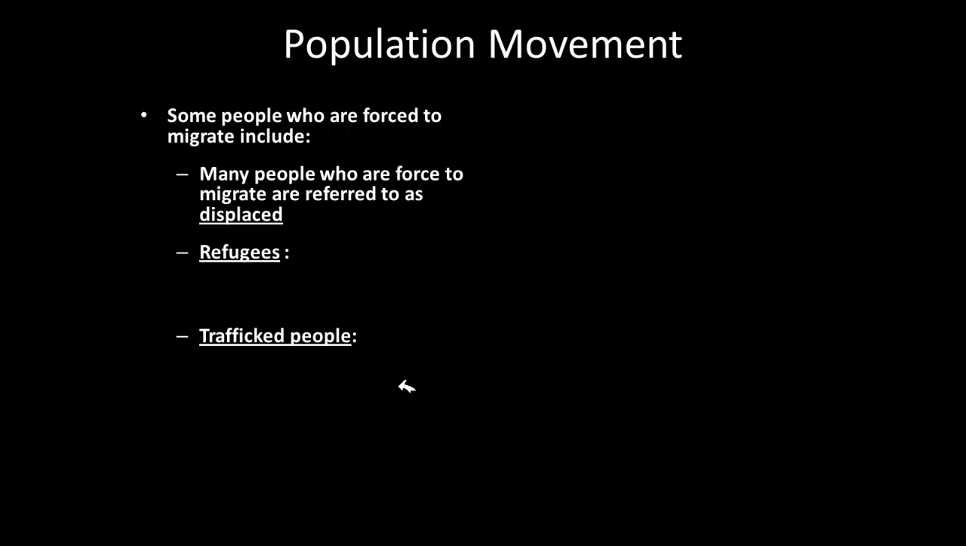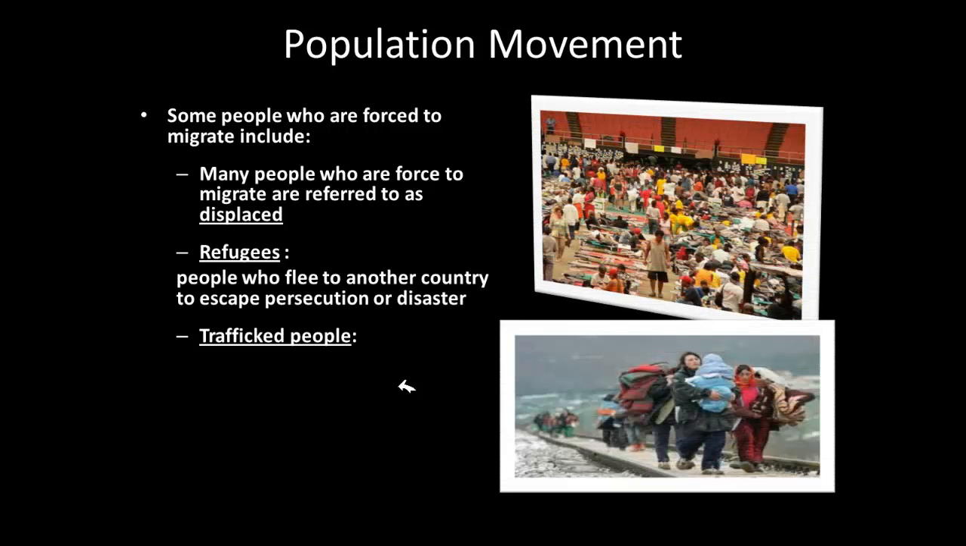Now, there are different types of people who are forced to migrate, and we have different terms for them. So let's review some of those now. Some people who are forced to migrate include refugees, and people who are referred to as being displaced. That's a way of saying that you no longer live where you were. Being displaced is just a technical, or I guess a nice, way of saying that you no longer live in your home. And refugees are people who leave one country to escape natural disaster or religious or political persecution. So refugees go from one country to another to escape religious persecution or disaster.